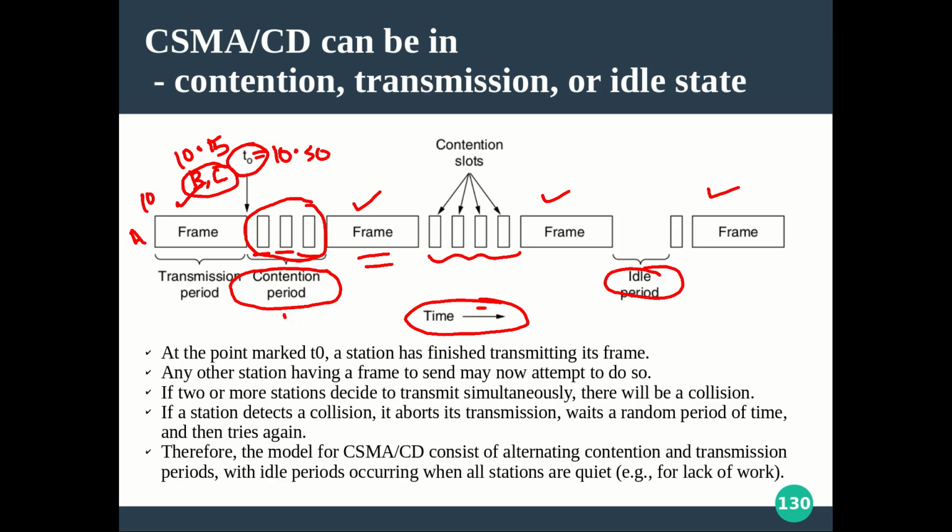Therefore the model of CSMA/CD consists of alternating contention and transmission periods. If time allows, we will see the efficiency derivation, and there it is not going to be an infinite number of contention periods. There is some kind of cycle you can observe, and with that we will see how the efficiency works out, if we reach that part. Otherwise, you can simply see that the CSMA/CD model consists of alternating contention and transmission periods with some idle period, just like this. That means nobody wants to send any data.